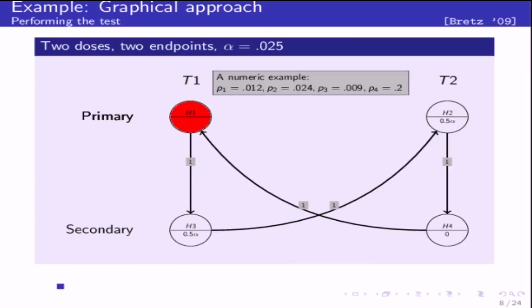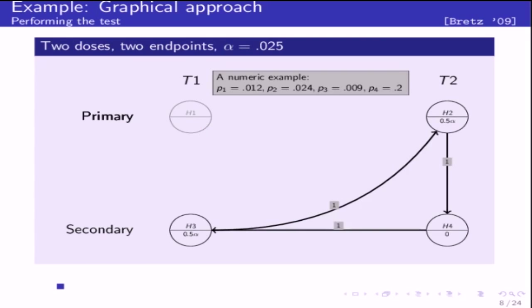So as H1 has been rejected, we remove it and we move all the alpha to H3. And H1 can already be deleted from the graph. So now we look and we see, P3, it's also smaller than alpha over 2. So 0.009 is smaller than 2.5 divided by 2. So we can also reject H3.